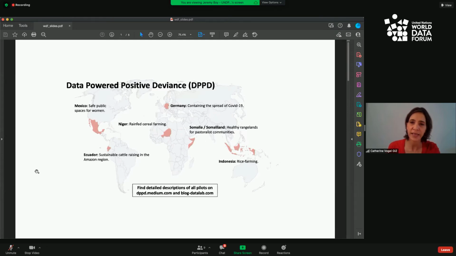Rice farming, as I said, in Indonesia, looking at those who outperform their peers with regards to yields. In Somaliland, we looked for pastoralist communities which managed to have healthier rangelands. And in Mexico, we looked for safe spaces for women compared to other spaces. So this is also one which is outstanding because we're not looking at the behavior, but we're looking at more structures and at spots in a city.